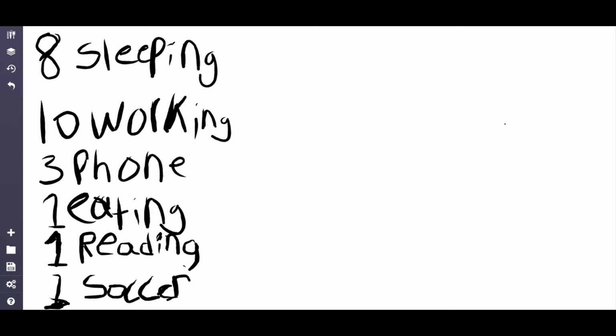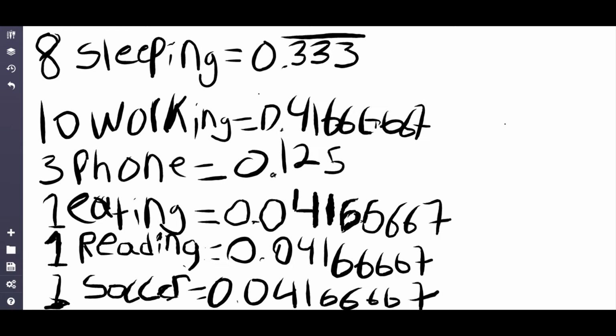All of these numbers divided by 24: the first one, sleep, is 0.33. Working is 0.141666667. The phone is 0.125. Eating is 0.041666667, and the same number goes for reading and soccer. So after that, you have to make it into an angle.